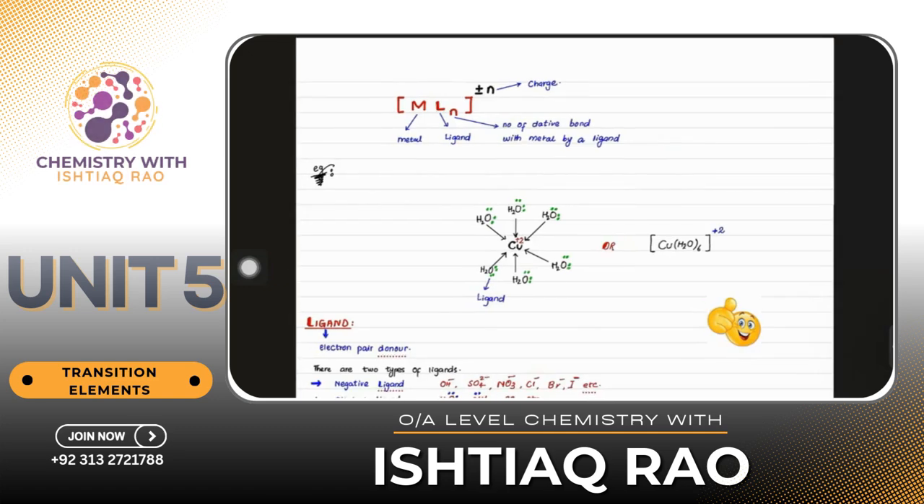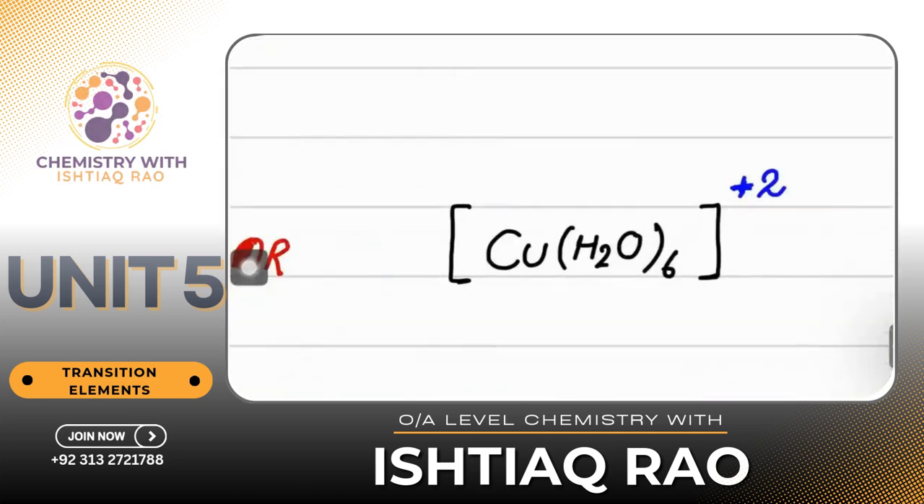It can also be represented by this compound, CuH2O6 and plus 2. You know why 6H2O? Because we have 6 water ligands. And the overall charge is plus 2.